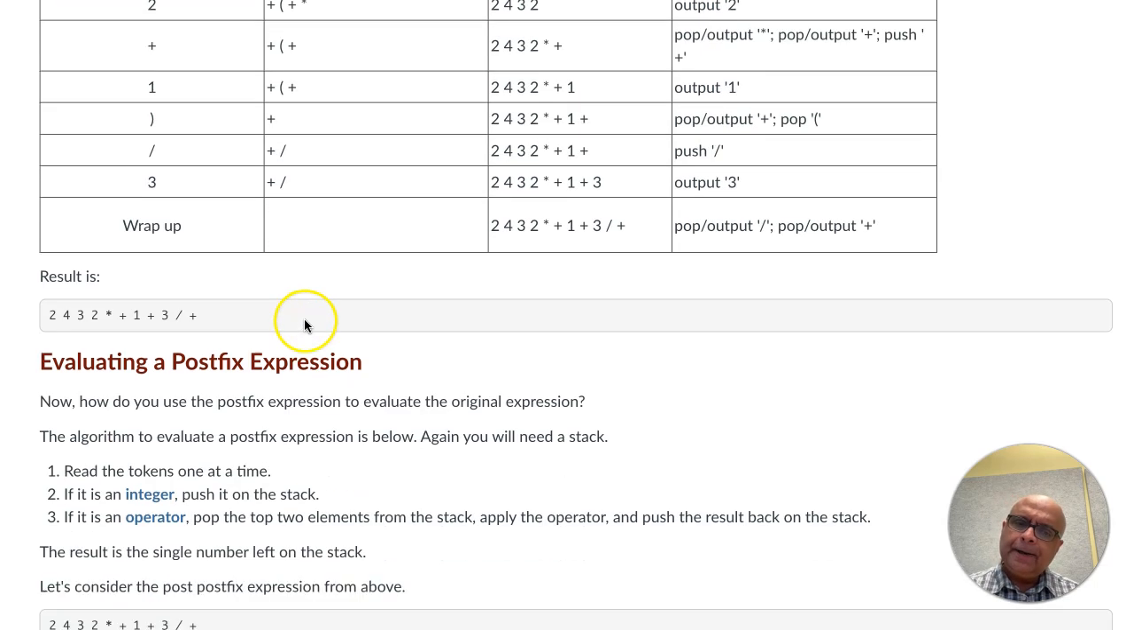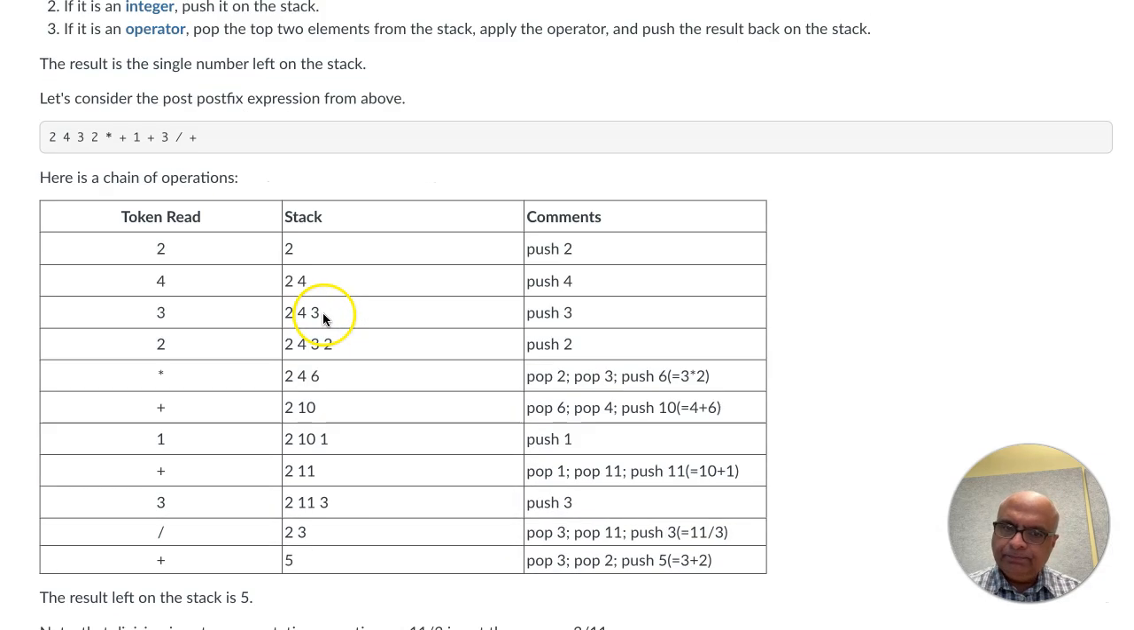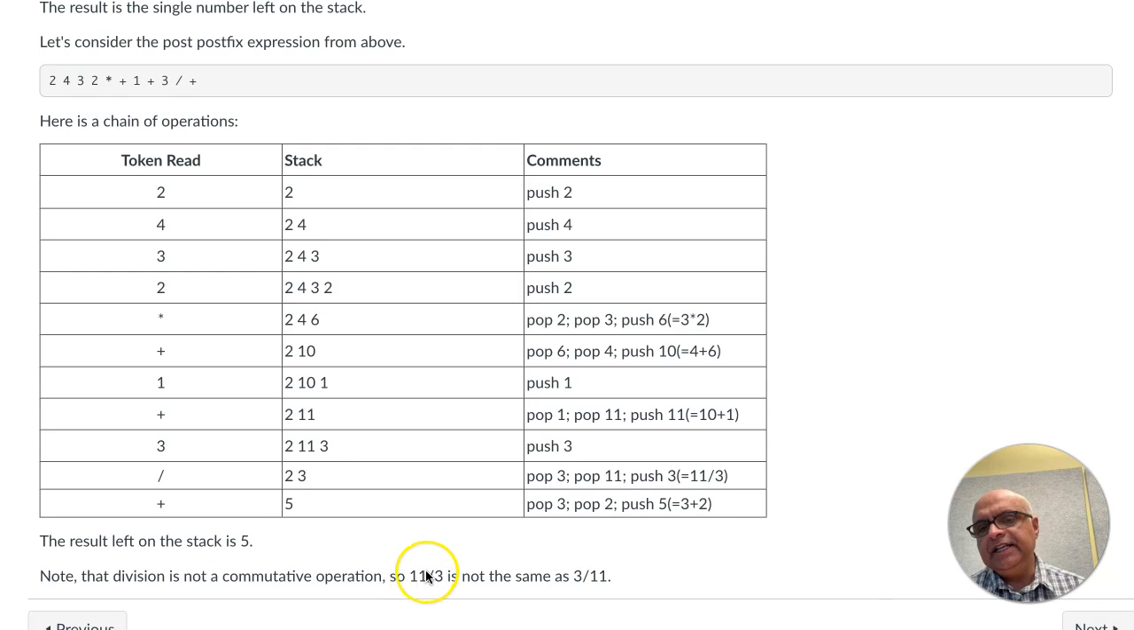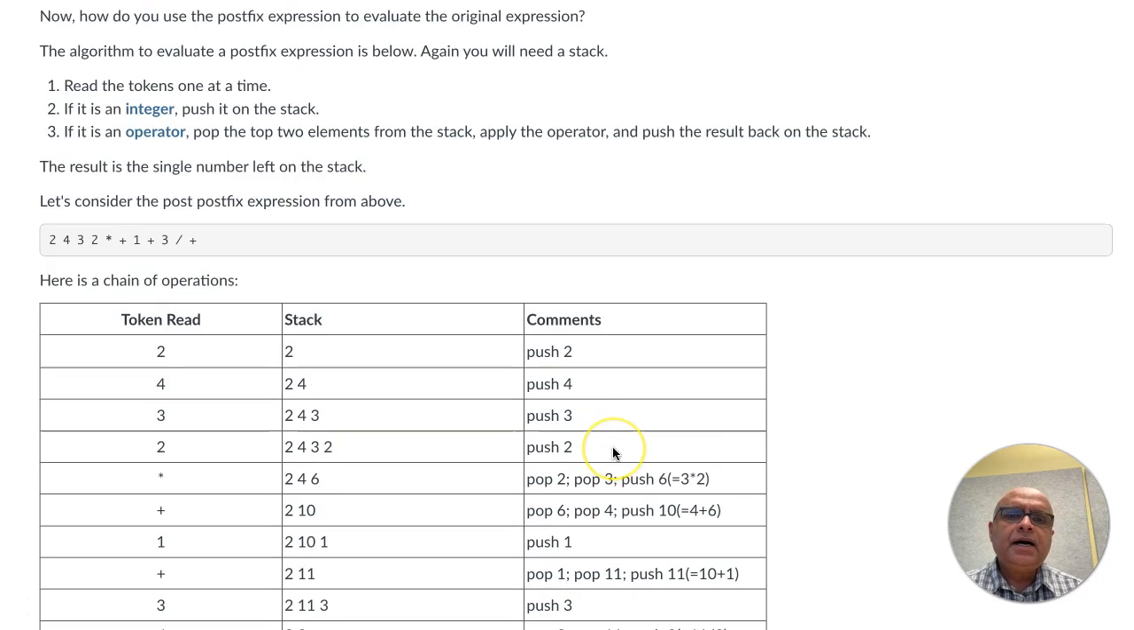One thing to note here is that when you're dealing with division, you have to be careful in what order you pop and apply the operands, because 11 divided by 3 is very different from 3 divided by 11, right? So this is not a commutative operation, right?